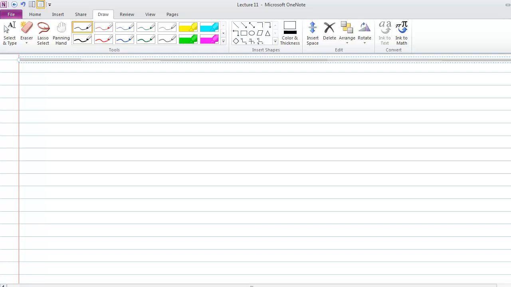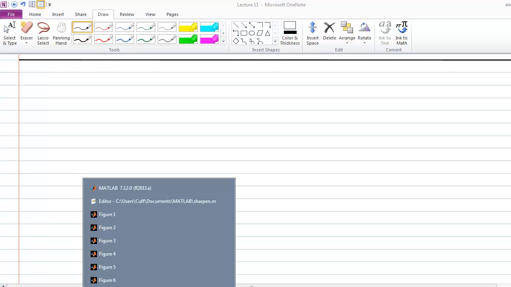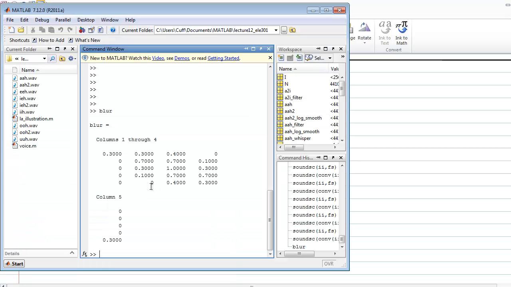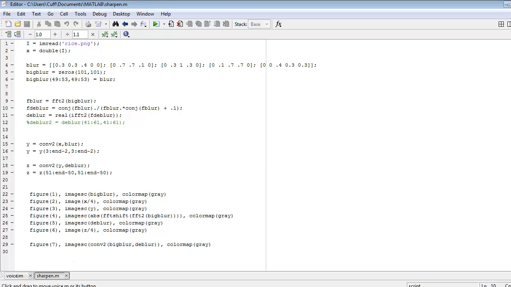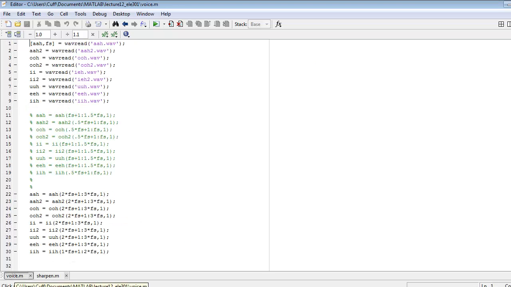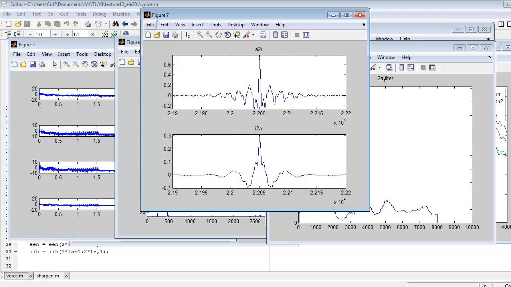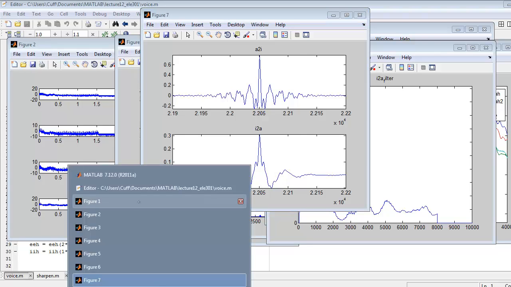Okay, so I have another filtering demonstration that I put together. Let me open it up here. So this is going to take a little bit of explanation. What I'm doing here is I'm going to filter voice. I have several recordings of voice. Let me start at the beginning here.